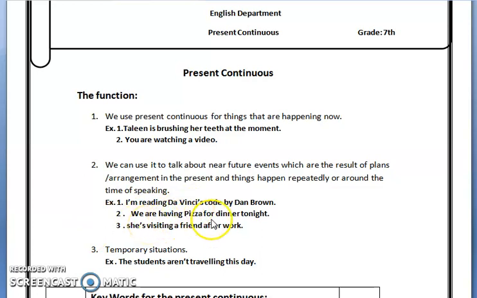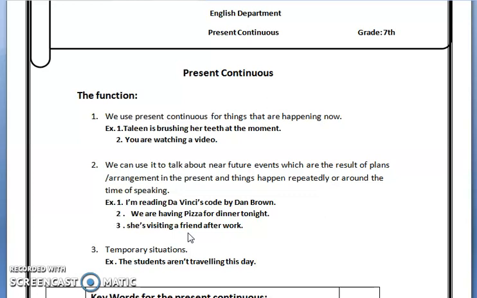We are having pizza for dinner tonight, okay? She is visiting a friend after work. As you all know, we can say she will visit a friend after work. She is going to visit a friend after work.